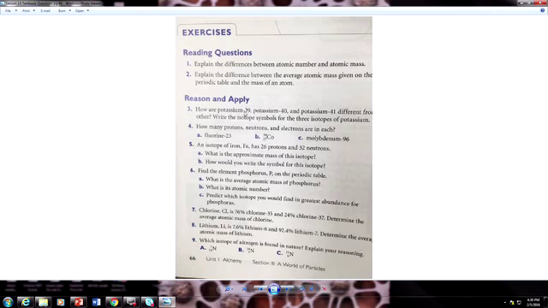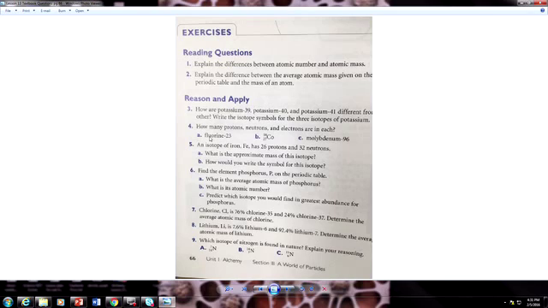Question number 3. How are potassium 39, potassium 40, and potassium 41 different from the others? Write the isotope symbols for the 3 isotopes of potassium. If you forget how to do this, go back to your notes. There was one there for boron. They explained all the differences and how to write those. So make sure you look at your periodic table and go back and look at the notes for that. Pause.